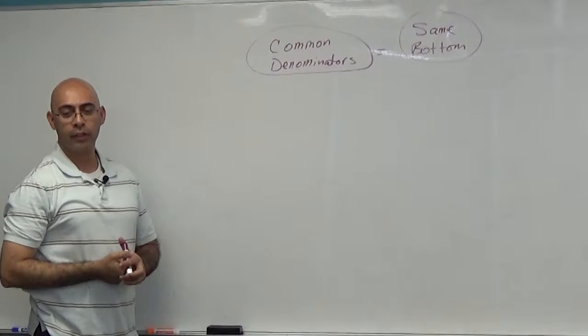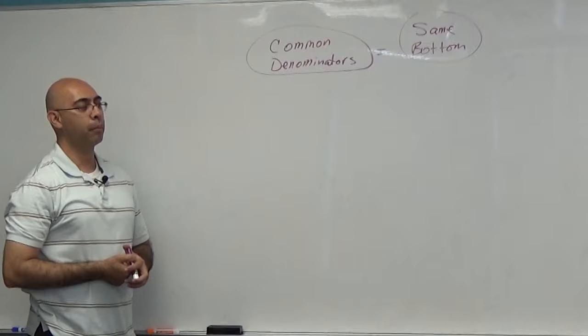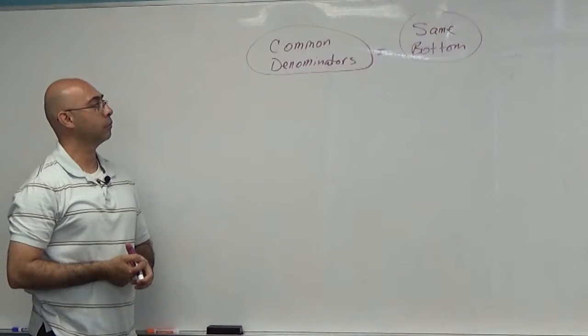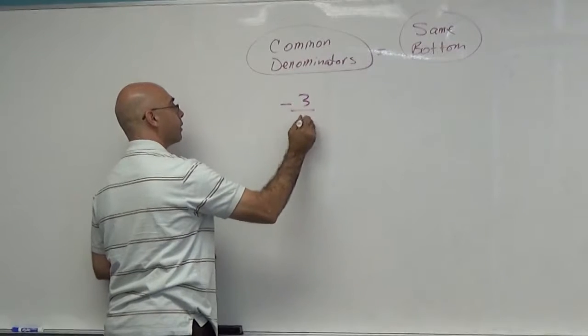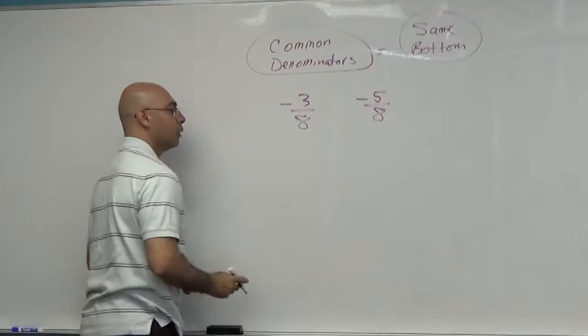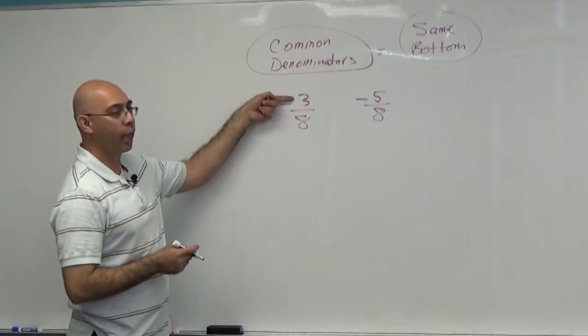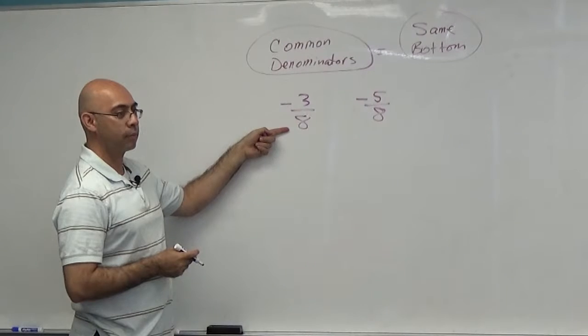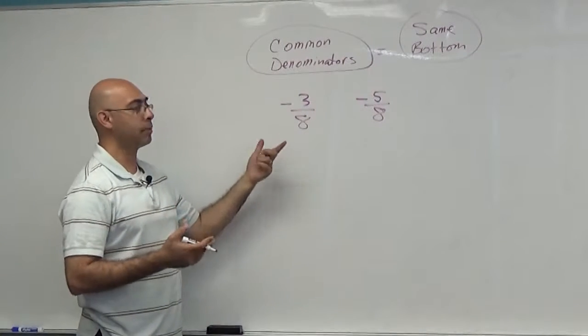So when you're comparing fractions, you need the same bottom number. So when you're looking at a number like -3/8 and -5/8, you can compare them. Because it's like almost saying you're taking away 3 of these things, and you're taking away 5 of these things. So they have the same denomination.